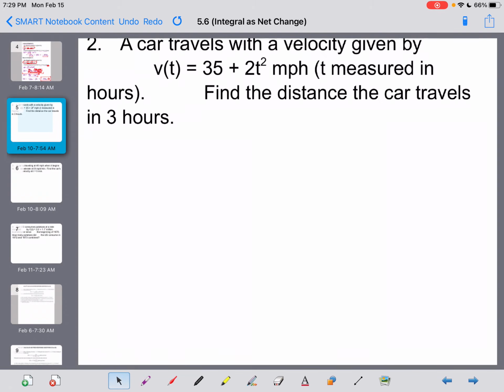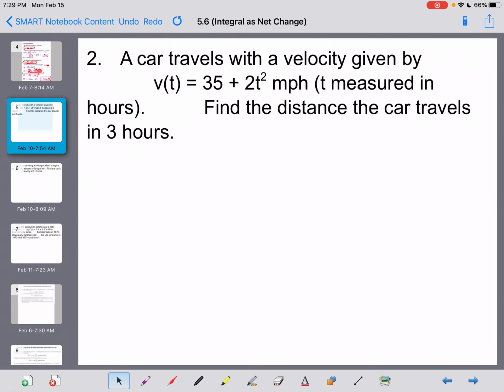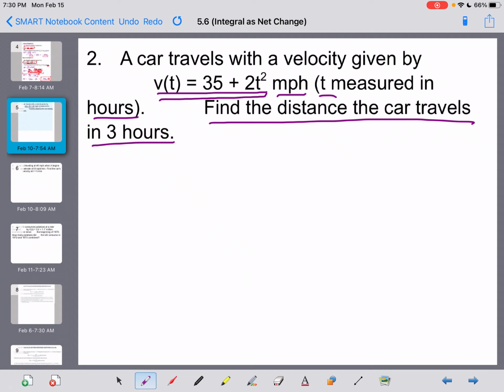All right, so what's happening here? A car is traveling with a velocity given to us by this velocity function here, 35 plus 2t squared, and that is miles per hour. So they give you the units for velocity, and they also tell you then that t has to be measured in hours. This formula would not work if you were measuring time in minutes. And what's the question now? Find the distance the car travels in 3 hours. Okay, so they're asking us how far the car has actually traveled.